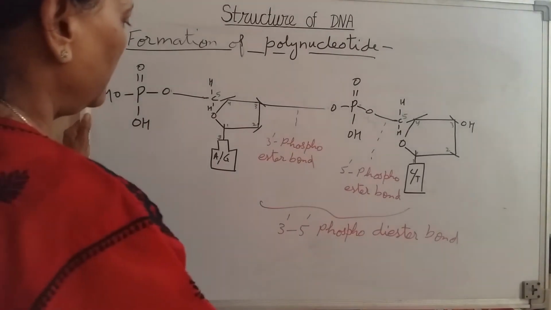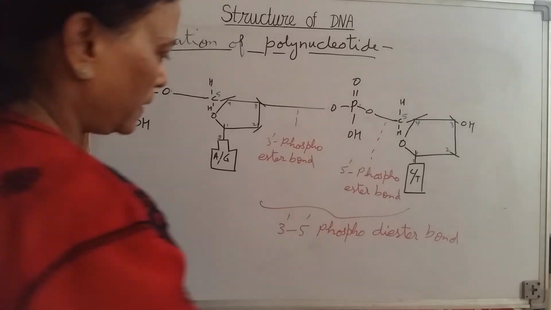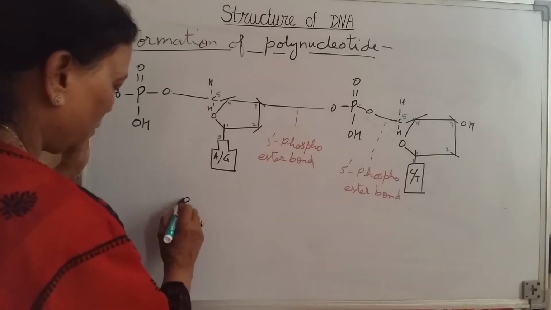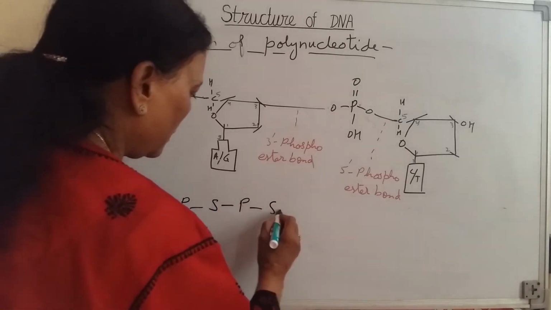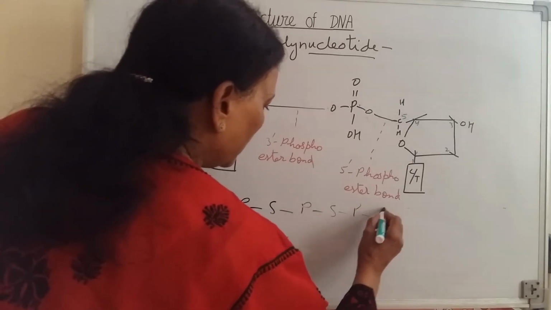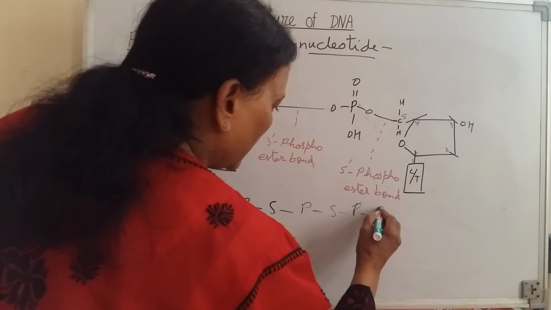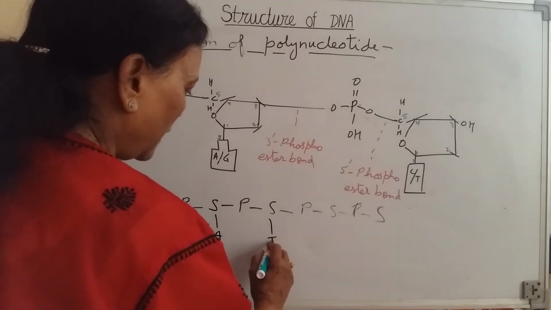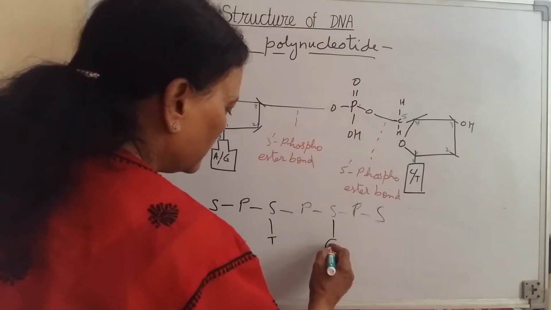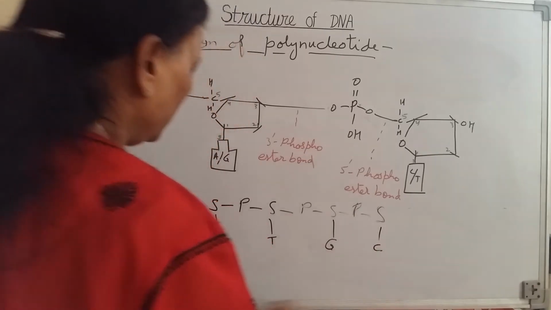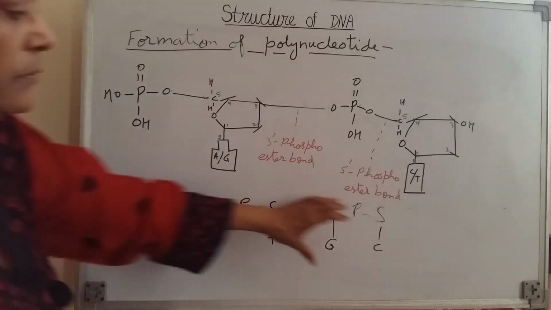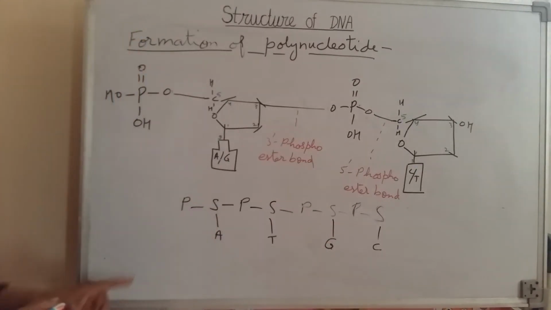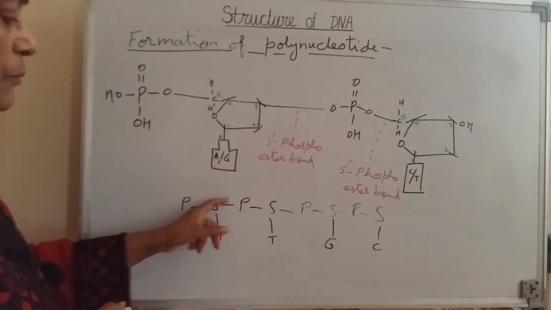So we can represent it as phosphate sugar, phosphate sugar, phosphate sugar, phosphate sugar. In this way, a polynucleotide chain will be formed, and each sugar gets attached with a nitrogen base, suppose it is adenine, it is thymine, any nitrogen base can be there. So in this way, a polynucleotide chain will be formed. These bonds will be beta N-glycosidic and these bonds will be phosphoester bonds.